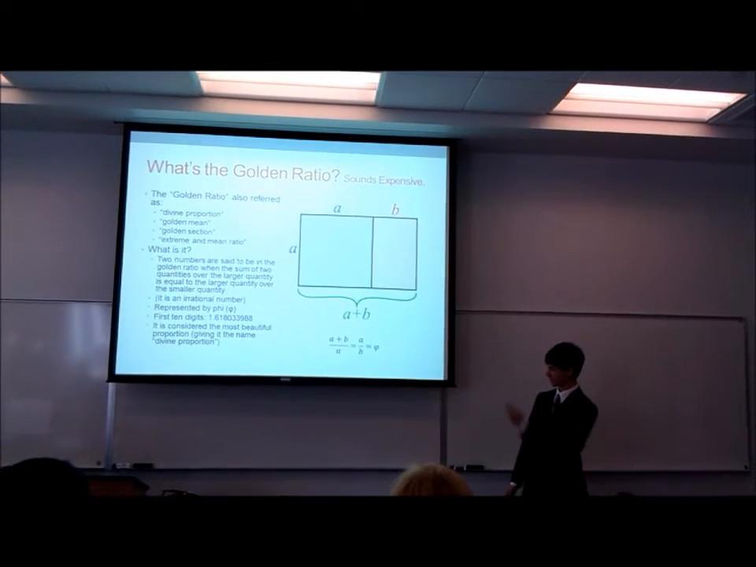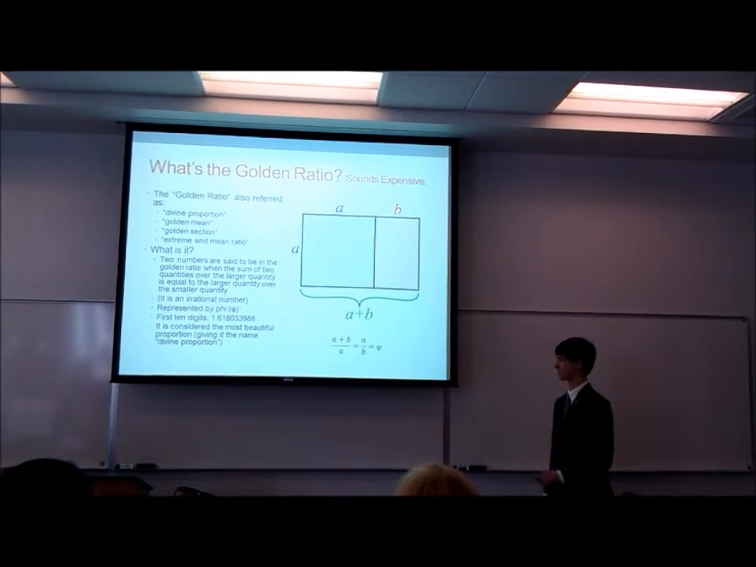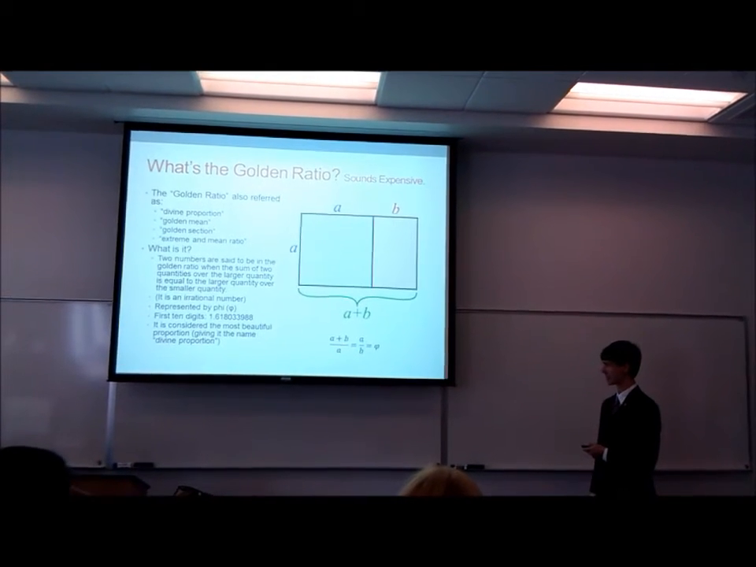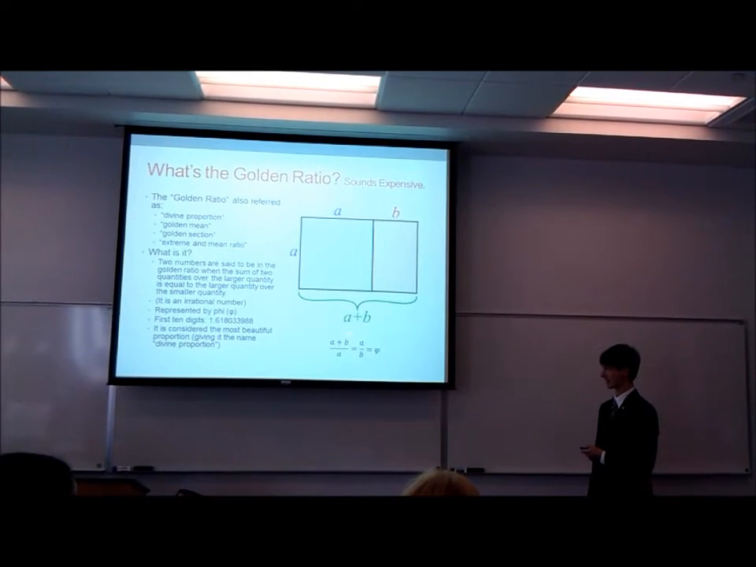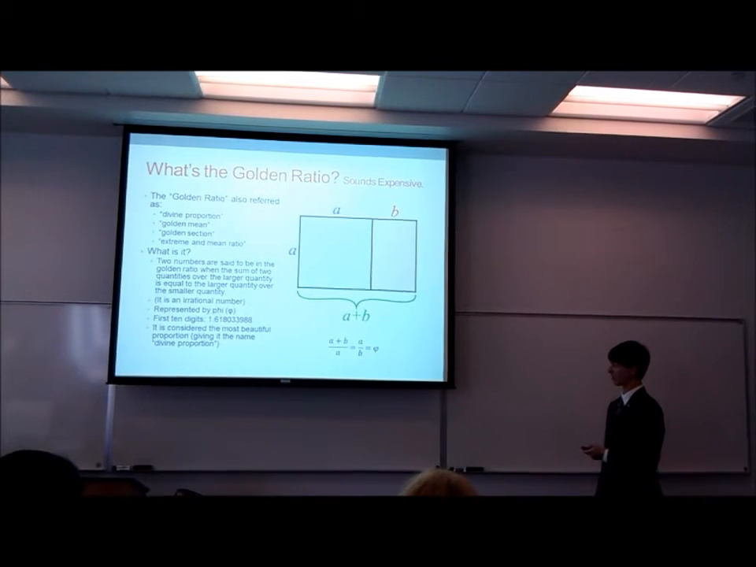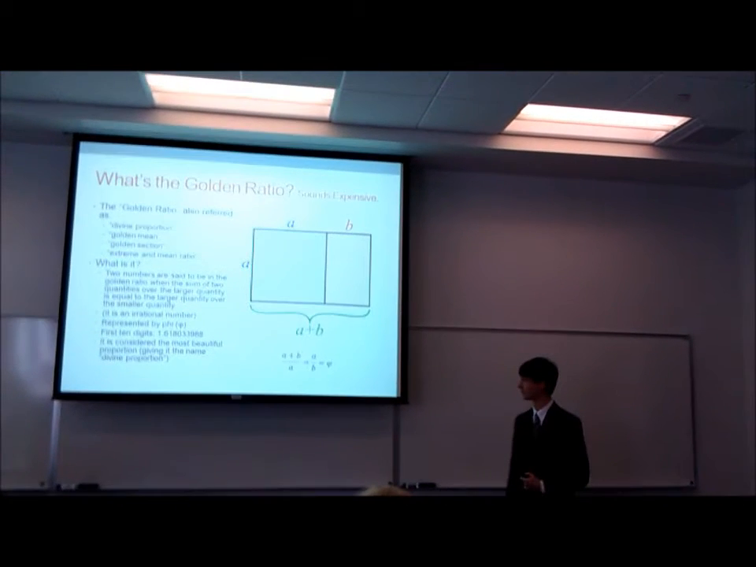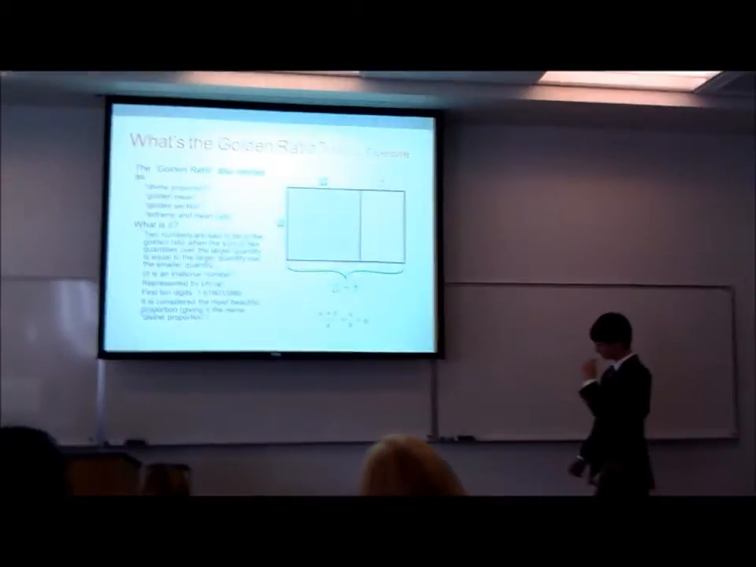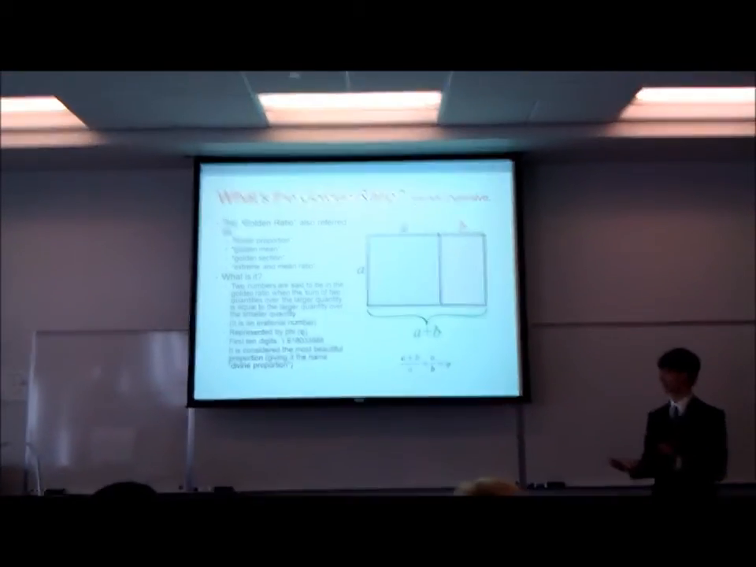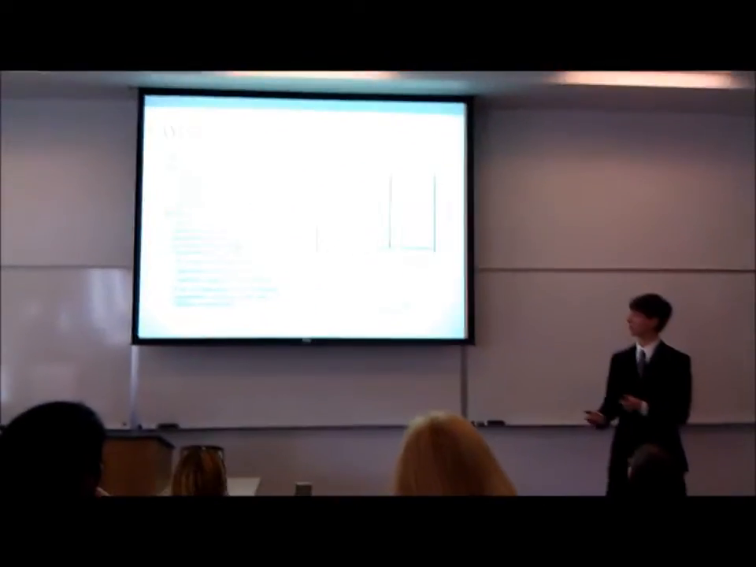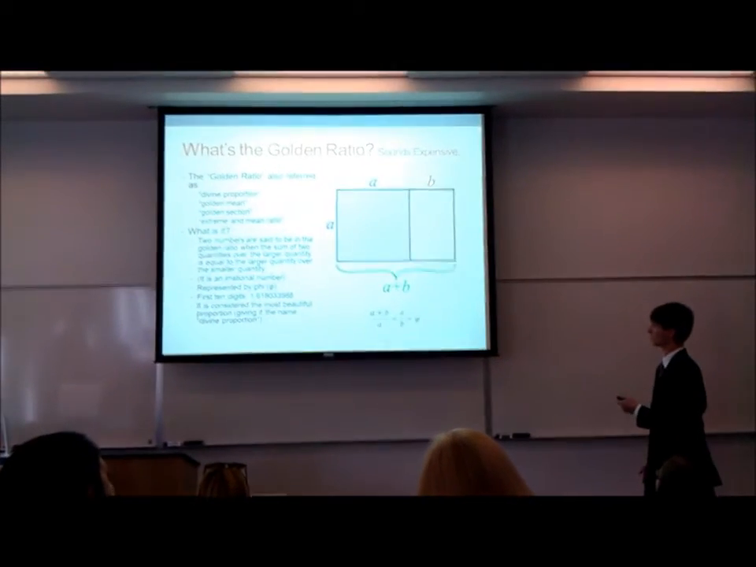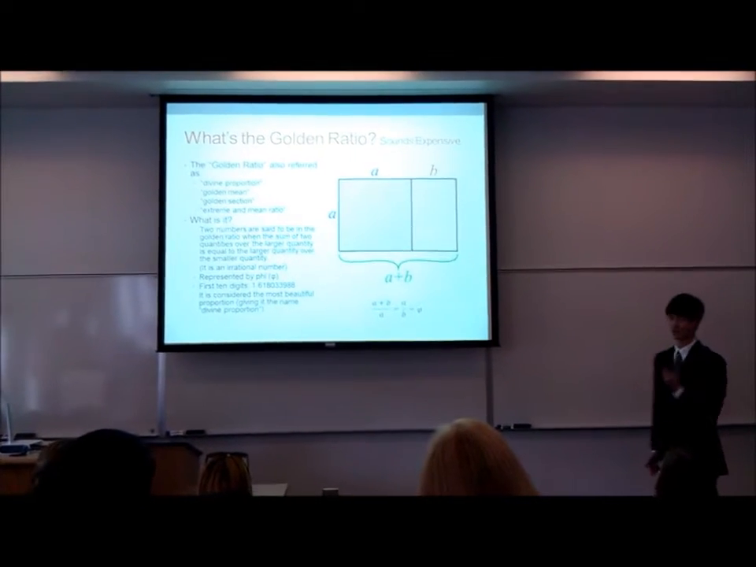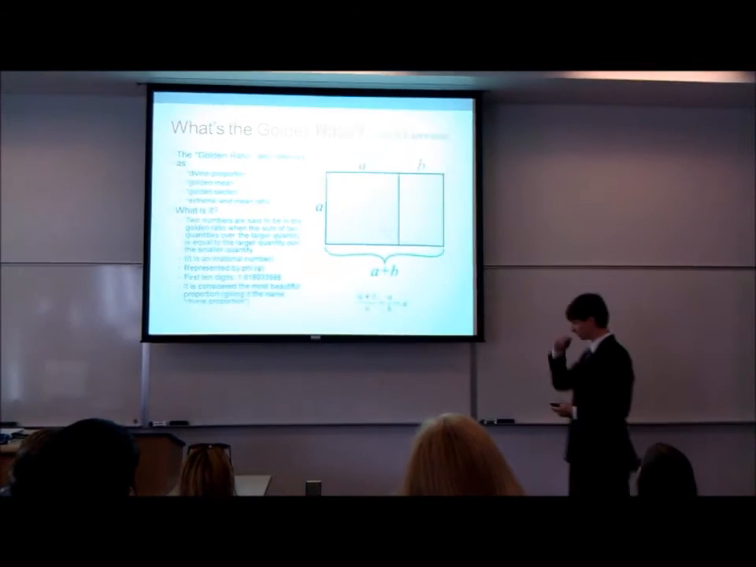In case that long wordy version didn't make sense to you, all this is really saying is that if (a + b) over a is the same thing as a over b, the ratio is 1.618 to 1. And above you can see a golden rectangle, which basically means the side lengths are 1.618 along the top to 1, because if you take that a plus b and divide it by a, that's the golden ratio.